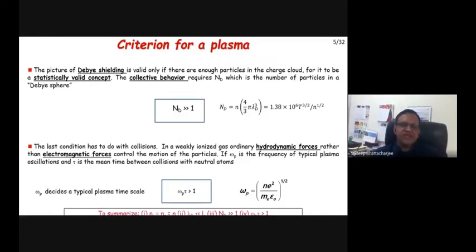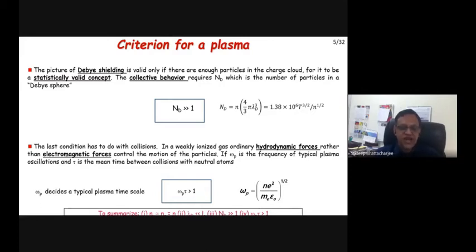There is another criterion. The picture of Debye shielding is only valid if there are enough particles in the charged cloud. So for it to be a statistically valid concept, this behavior requires that the number of particles in the Debye sphere, N_D, should be much larger than 1. And this is the formula, where n is the density and 4/3 pi lambda_D cubed is the volume of the Debye sphere. So N_D should be much greater than 1.